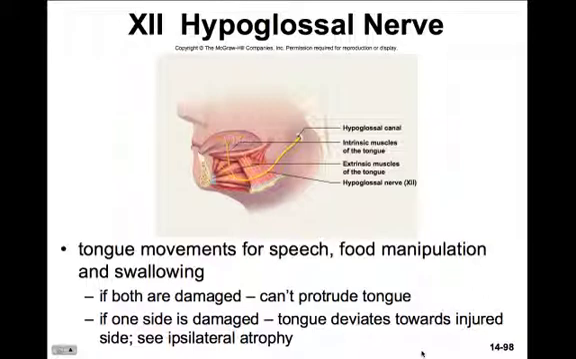In your text, you'll find a number of tables that summarize the functions of each nerve. You should be familiar with each of the functions. So why don't you form yourself an outline right now of each of the cranial nerves and what their function is?